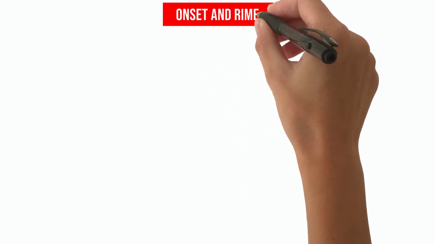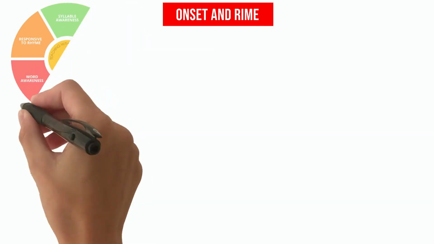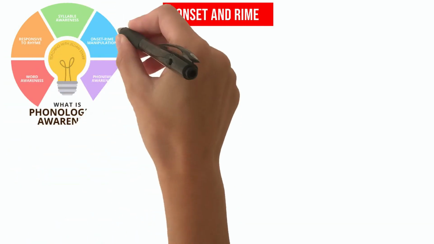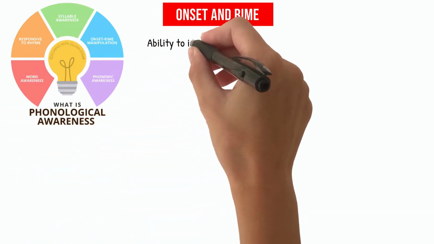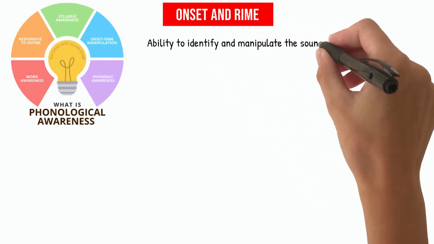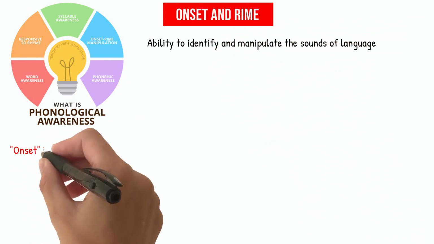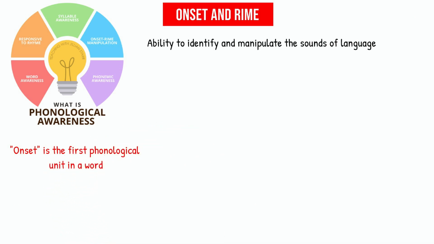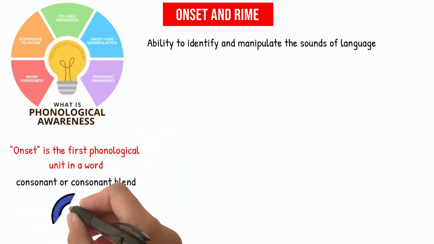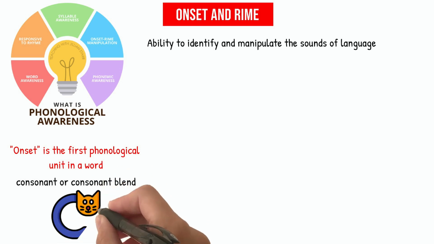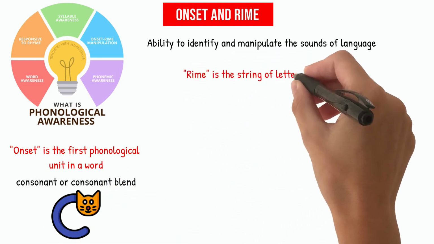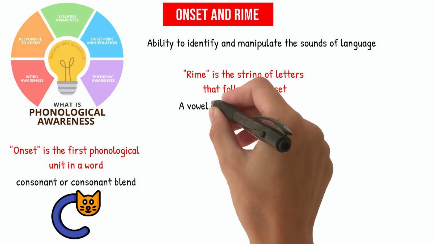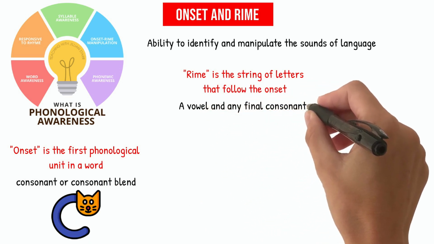Onset and rhyme. Understanding onset and rhyme is an important aspect of phonological awareness, which is the ability to identify and manipulate the sounds of language. Here are some key points to remember. The onset is the first phonological unit in a word, typically a consonant or consonant blend, example, C in cat. The rhyme is the string of letters that follow the onset, usually a vowel and any final consonants, example, at in cat.